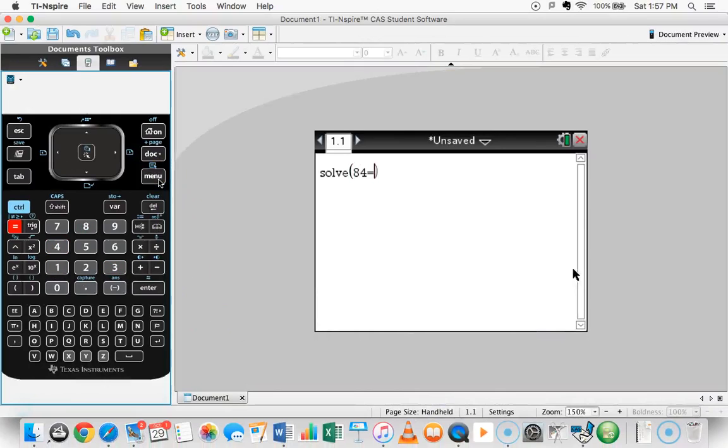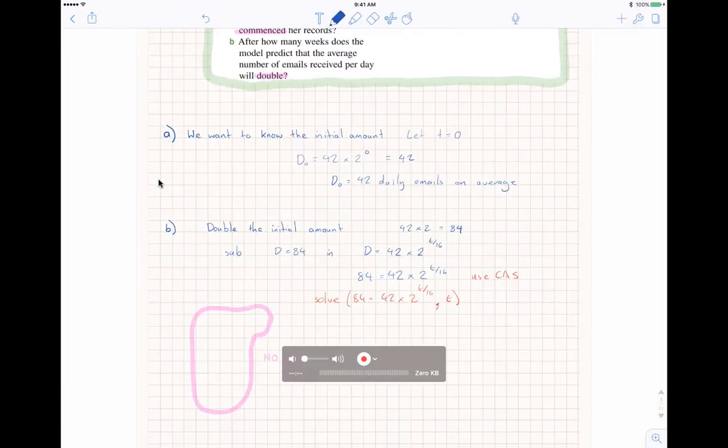84 equals 42 times 2 to the power of T divided by 16, comma T, bracket. And we find that T equals 16. Don't forget the units. T equals 16 weeks. Of course, we could have done that without CAS.